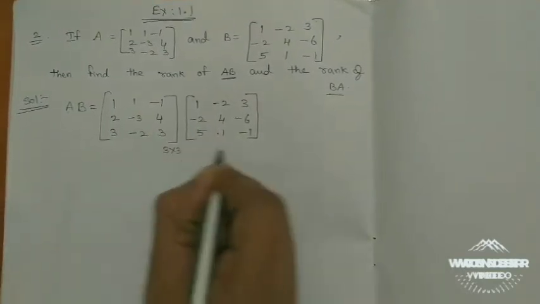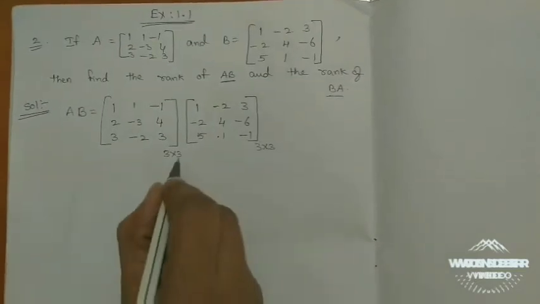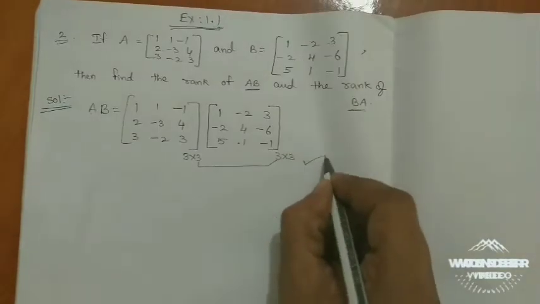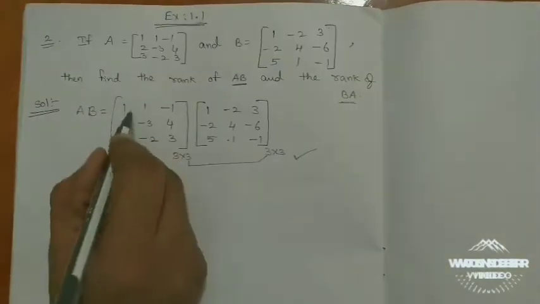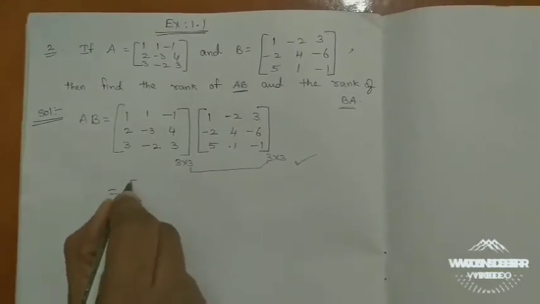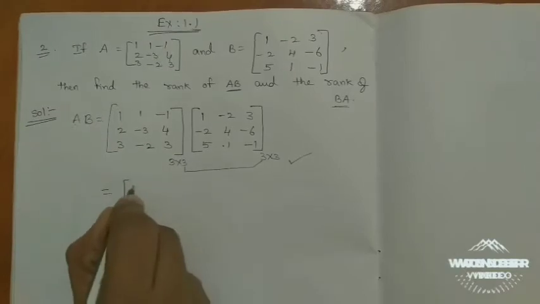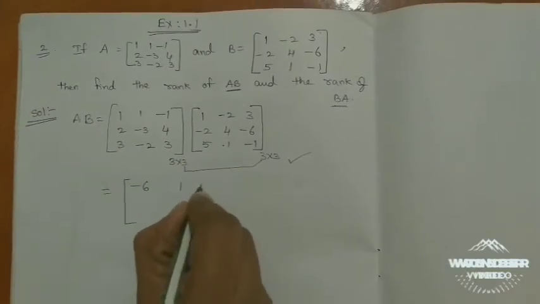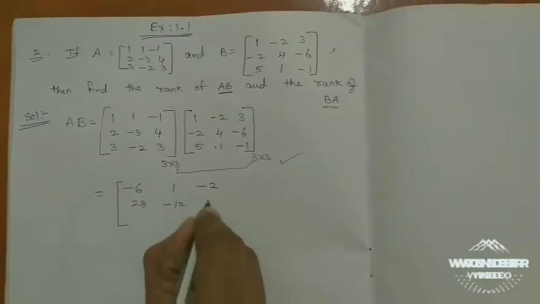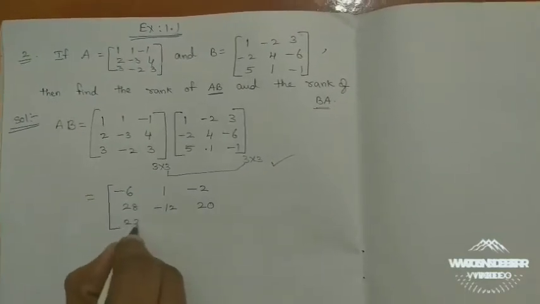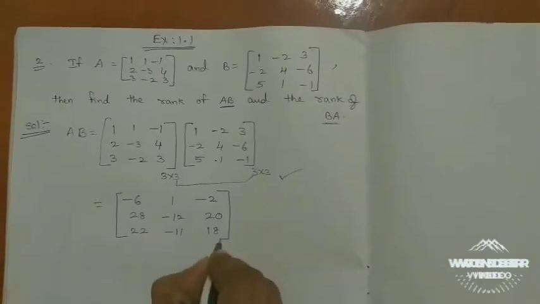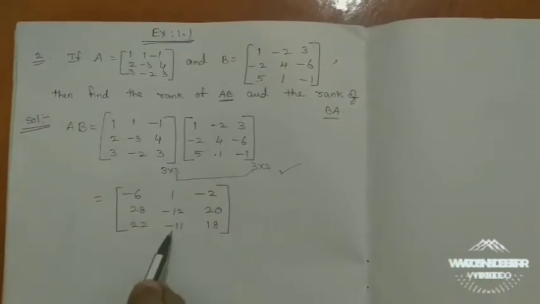orders are the same, right? So 3 by 3 is the order. So we can see the columns of the first matrix equal the rows of the second matrix. Therefore the product is defined. You can do the product by taking row to column wise, the first row, first column, like that. If you do that, you will get the answer: minus 6, 1, minus 2, 28, minus 12, 20, 22, minus 11, 18. You just try the product. This will be your answer.